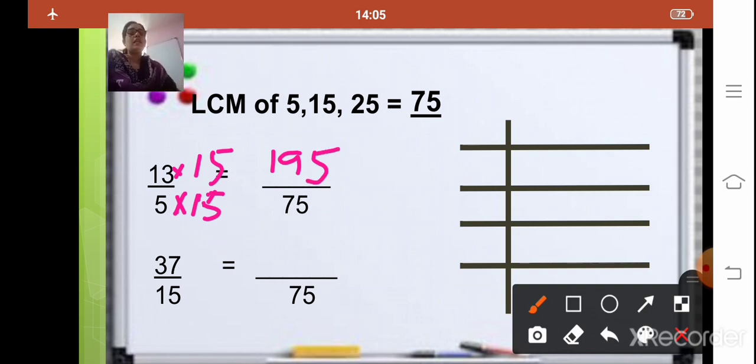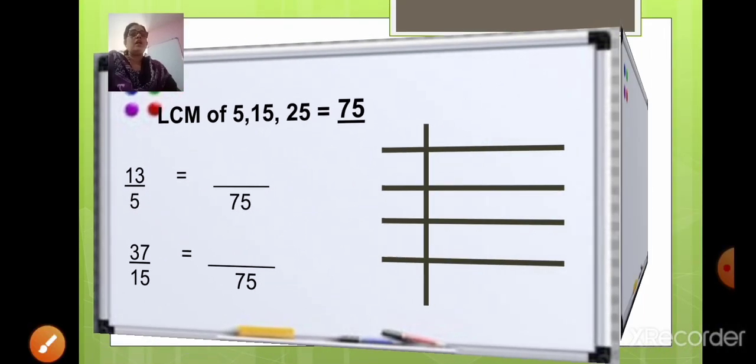Same way, now 37 upon 15, you have to make your denominator 75, which is your LCM. Now 15 multiplied by which number gives you 75? That is 5. Okay, so 37 also should be multiplied by 5. Now when you multiply 37 into 5, you will get the answer as 185.